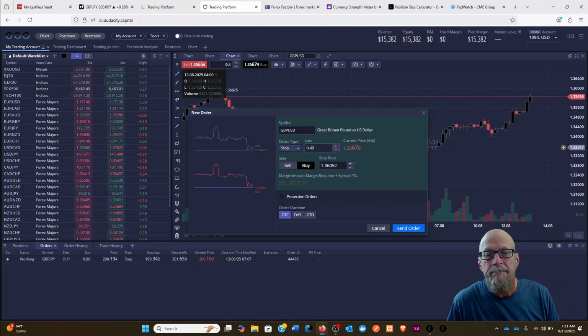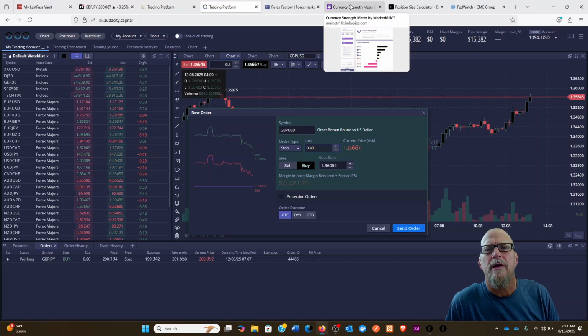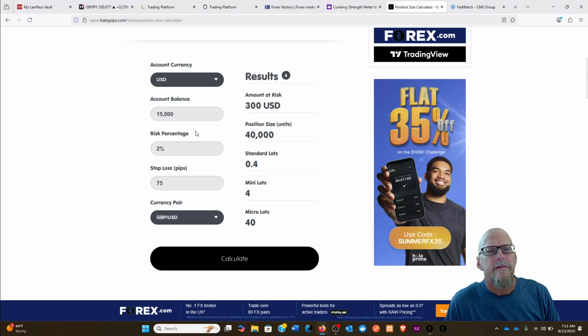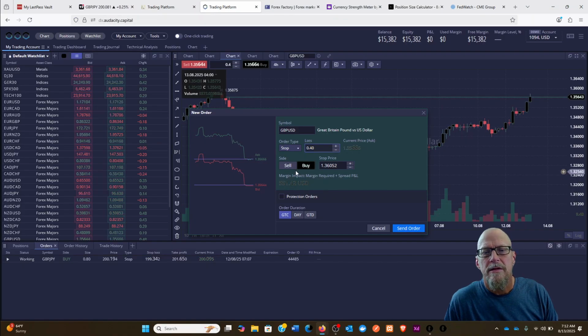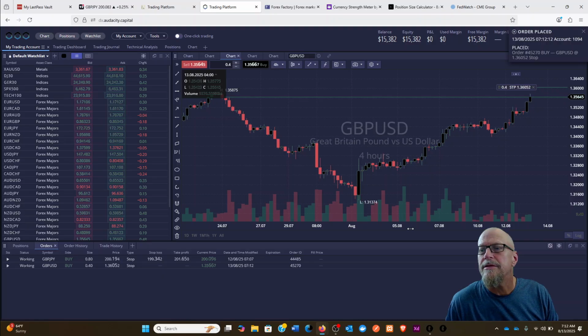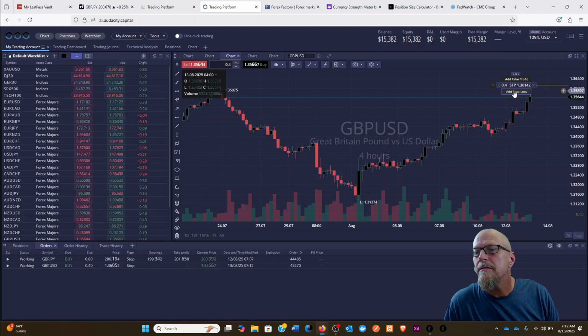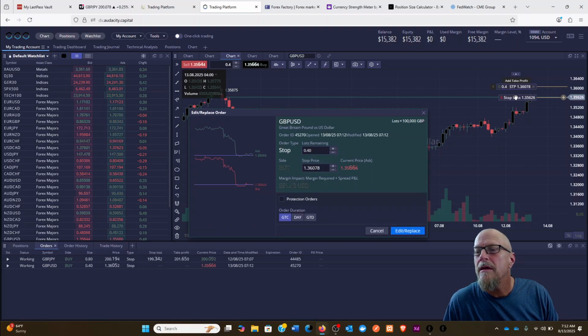0.4. Not really, right? This calculator. B 75 pip stop loss. 2,000, 2%, 0.4. Yep, that looks right. So we're going to send it and then put in our stop losses right here. Stop loss, oops. Not the whole trade, just that one. 75 pip stop loss will be around 30.